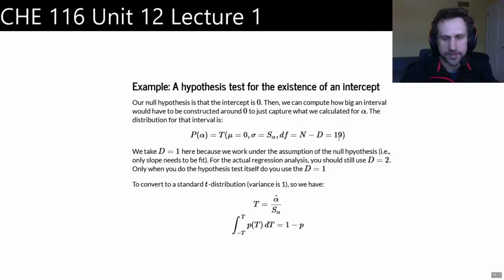But there's one trick here: the degrees of freedom. We're accepting the null hypothesis, right? Our default assumption is the null hypothesis. So the degrees of freedom is now n minus 1, because the only fit parameter is the slope, right? We're assuming that the intercept is 0, so this becomes n minus 1 now.